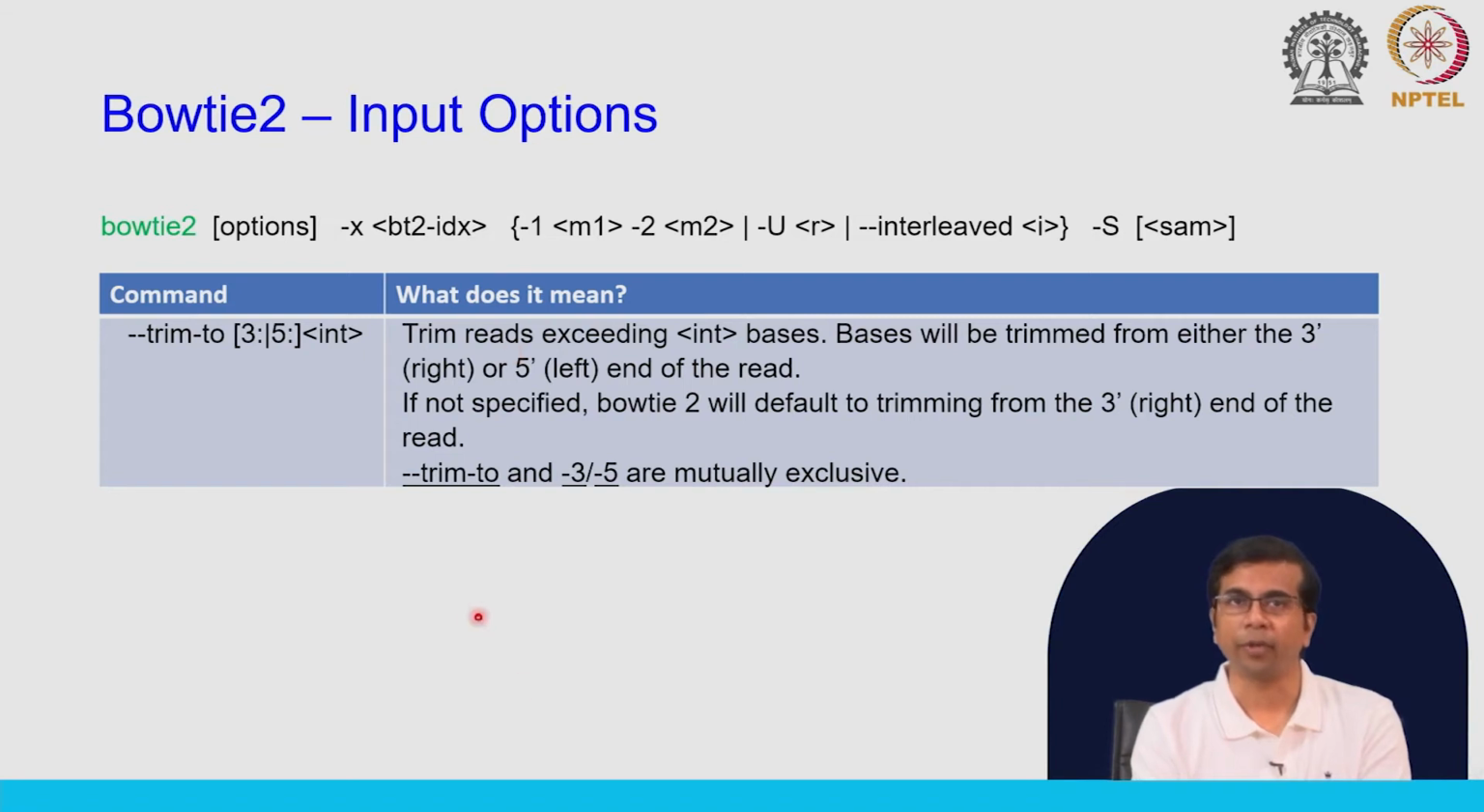Another point you need to note is that trim 2 and -3 -5 that we have just discussed are mutually exclusive. You cannot mention both. So, you cannot have -3 as well as minus trim 2. You cannot combine multiple options among these two. Otherwise, you can actually combine multiple options, and we will see how you actually do that.